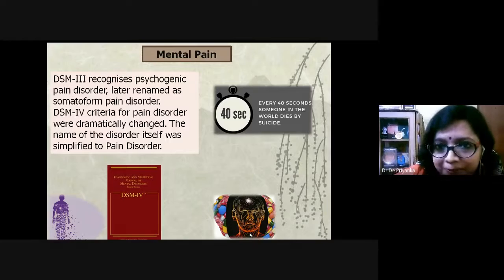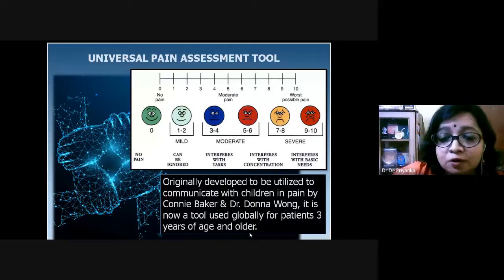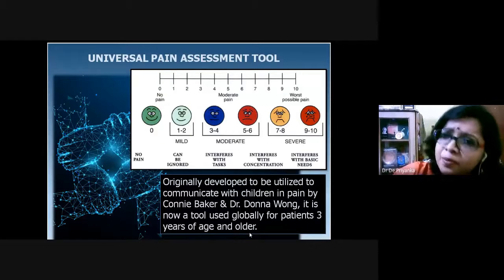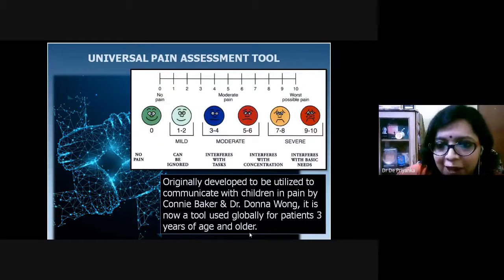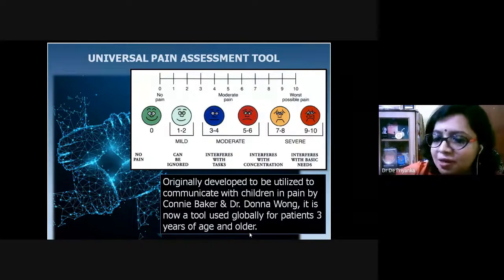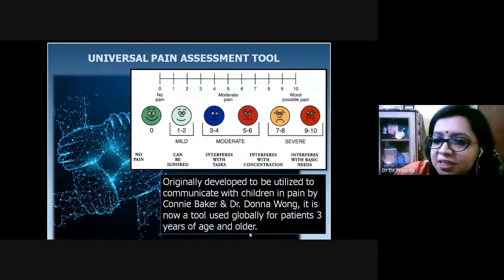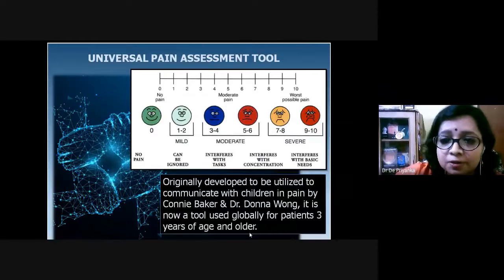Now, there are a number of pain assessment tools to find out the pain scale, the pain intensity. There are a number of tools and techniques. But here I have just mentioned for you, just to guide, that Baker and Wong together used a very simplified pictorial way of assessing the pain scale. You can see that the scale ranges from no pain to severe pain, from a range of 0 to 10. So no pain, moderate pain, and the worst possible pain or severe pain.